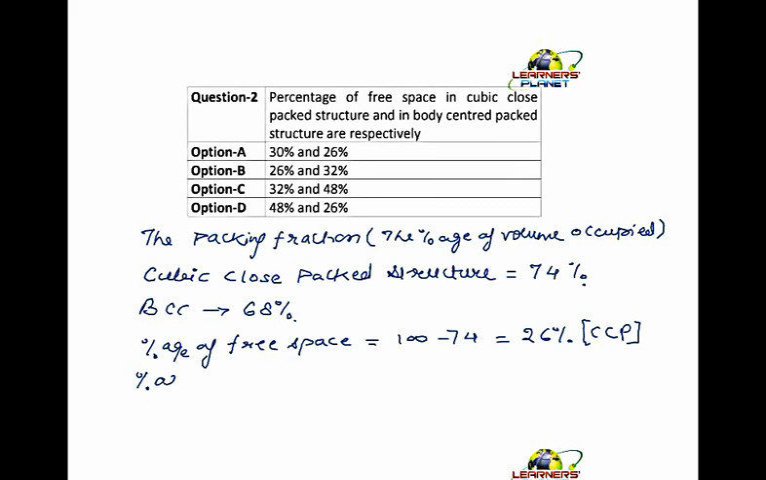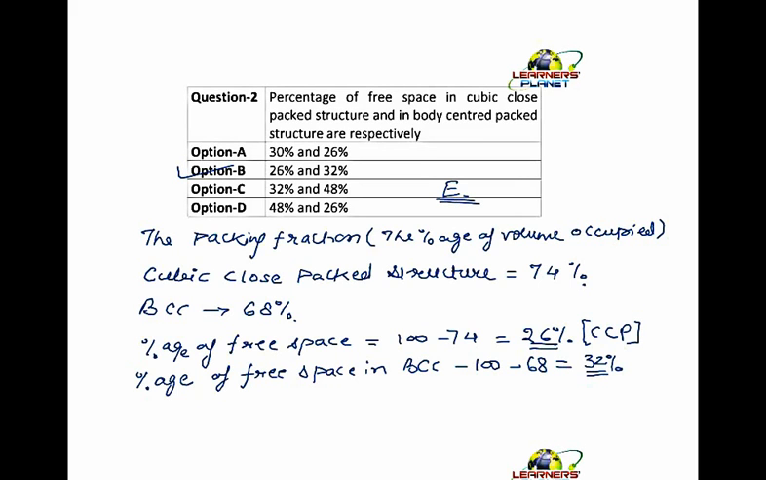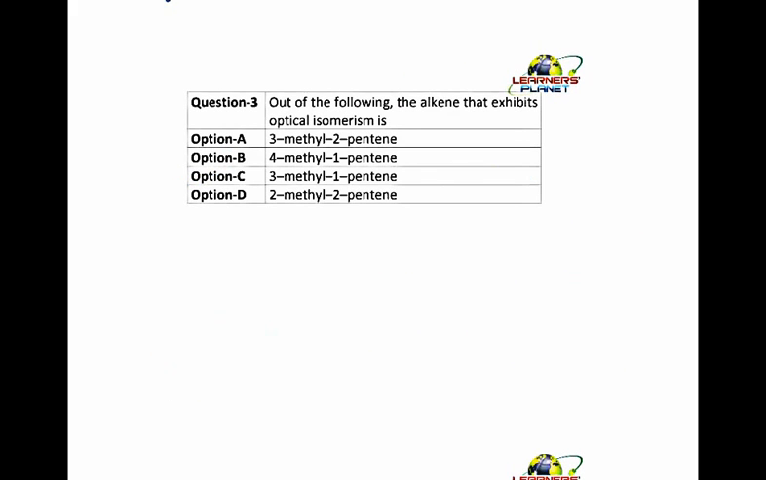And percentage of free space in BCC would be 100 minus how much? 68, and that is equal to 32%, right? So what should be our answer? 26% and 32%. It's a very, very easy question from solid state. It's just that you should know the figures. That's it. Now let's take up our next question.